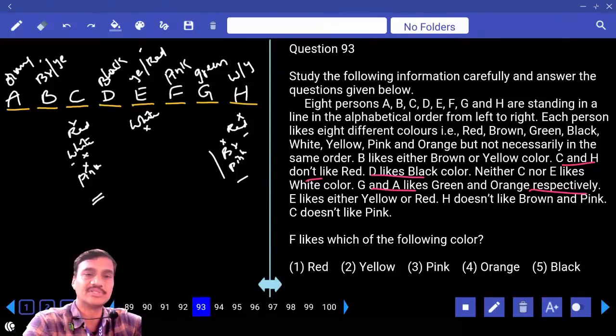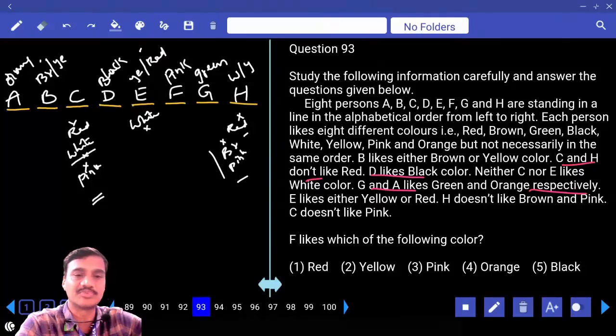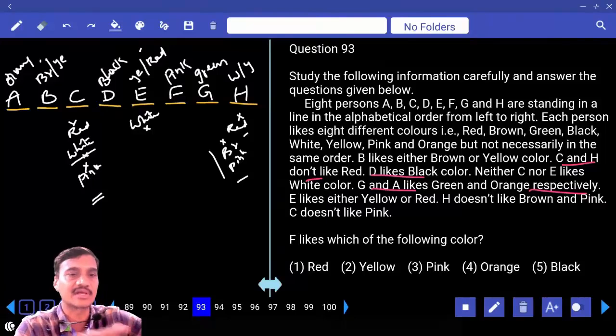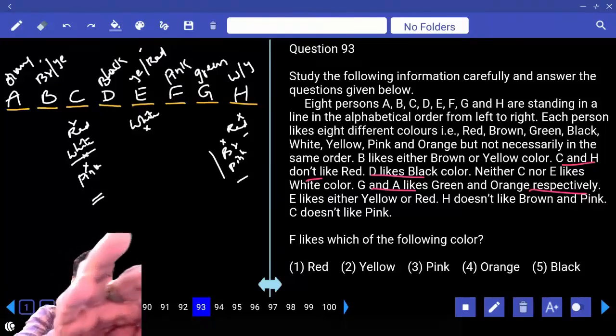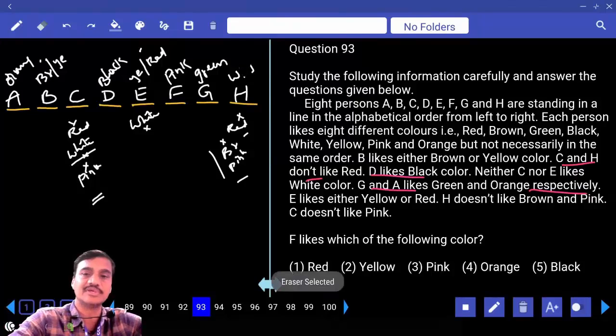If pink has been done, we have yellow and white left. Now white cannot be at this place. Then where should this white go? There is no chance of white being at A, B, C, D, E, F, G. Hence white must be H.